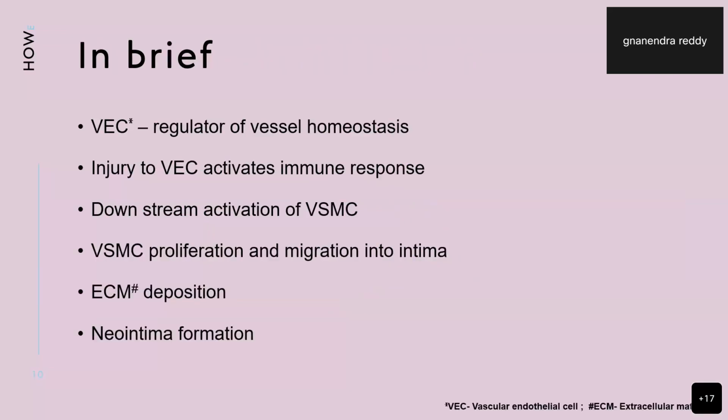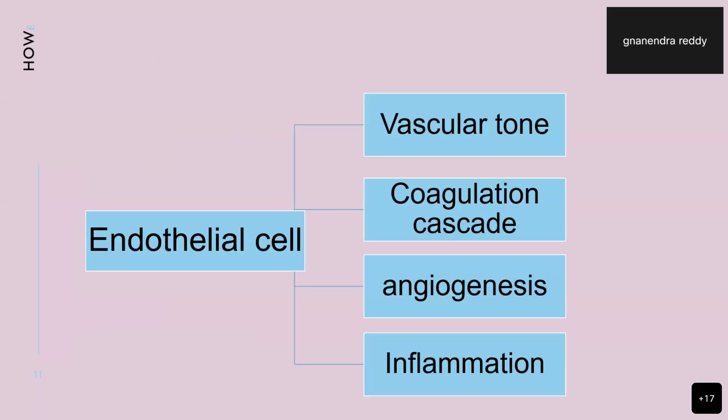So in brief, the vascular endothelial cell is the chief regulator of vessel homeostasis. Any injury to the vascular endothelial cell activates the immune response, which causes downstream activation of the vascular smooth muscle cells of the tunica media. This further leads to smooth muscle cell proliferation and migration into the tunica intima, which further leads to extracellular matrix deposition and finally neointima formation. So the endothelial cell is the chief cell which regulates vessel homeostasis.